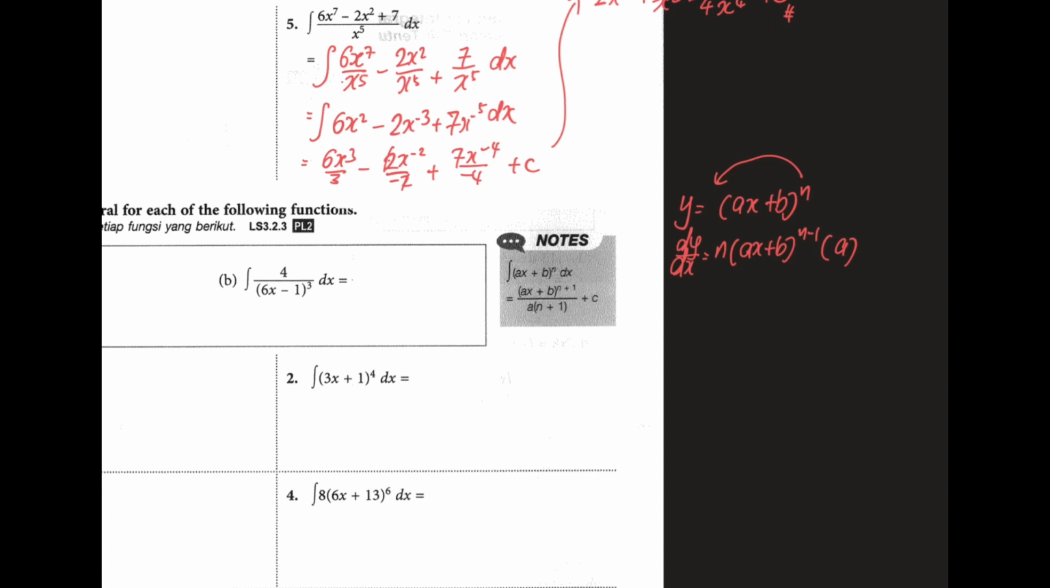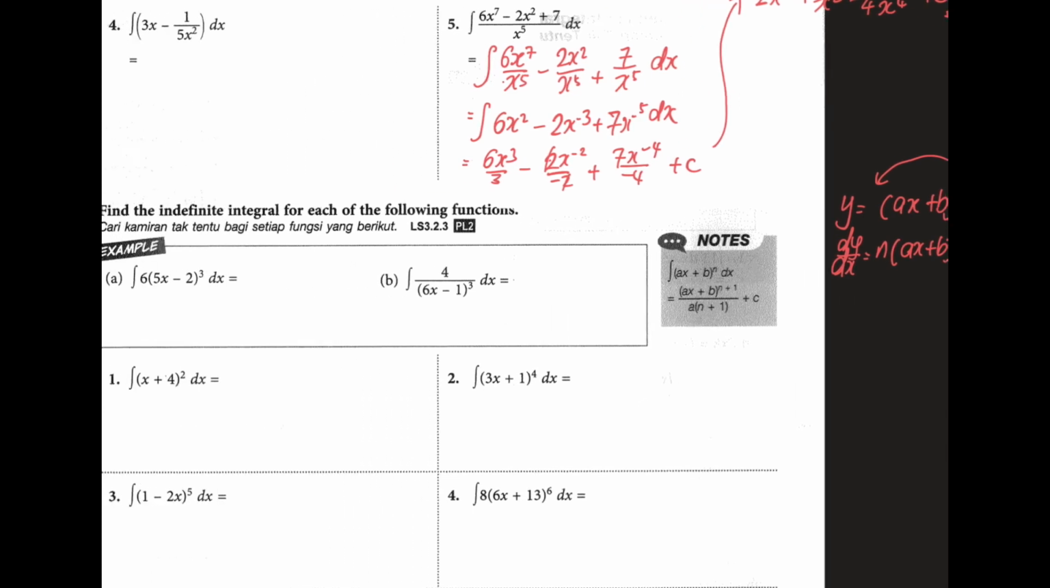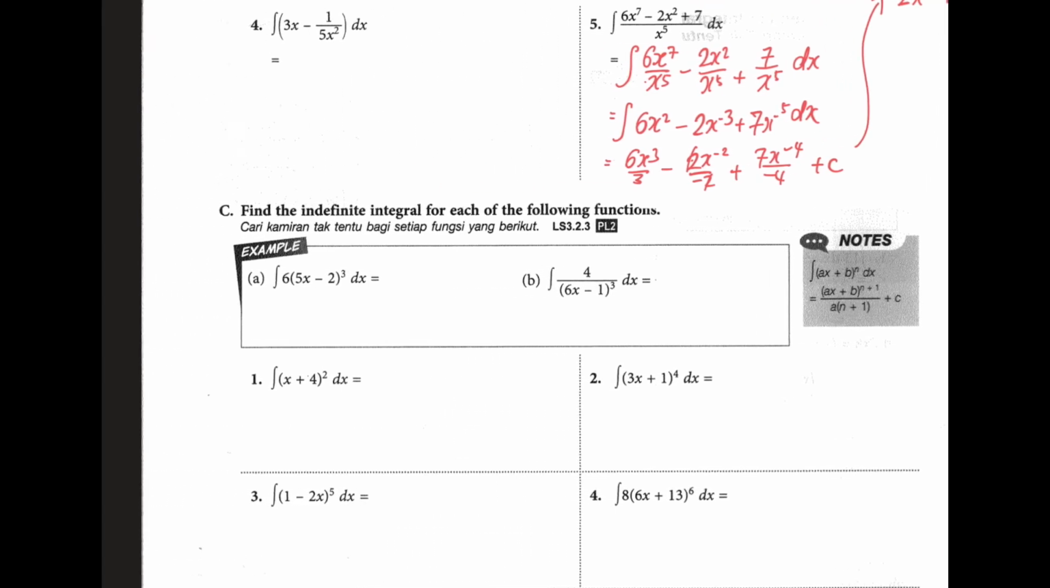Integration is just the other way around. You need to plus 1, then you need to divide. So you see, integrate (ax plus b) to the power of n. You plus 1 to the power, then you have to divide by the new power, n plus 1. You still need to divide by a. So where does the a come from? The a comes from the differentiation of ax plus b. You differentiate ax plus b, you get a, so you divide by a. Then plus c. Okay, so let's see an example.